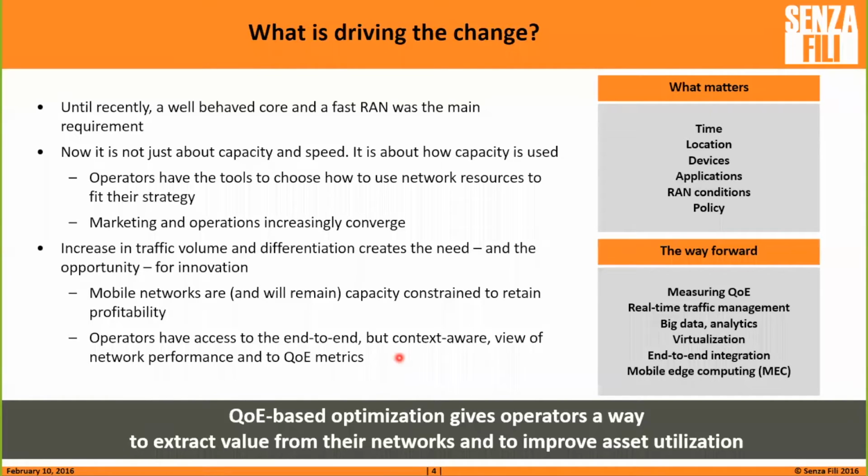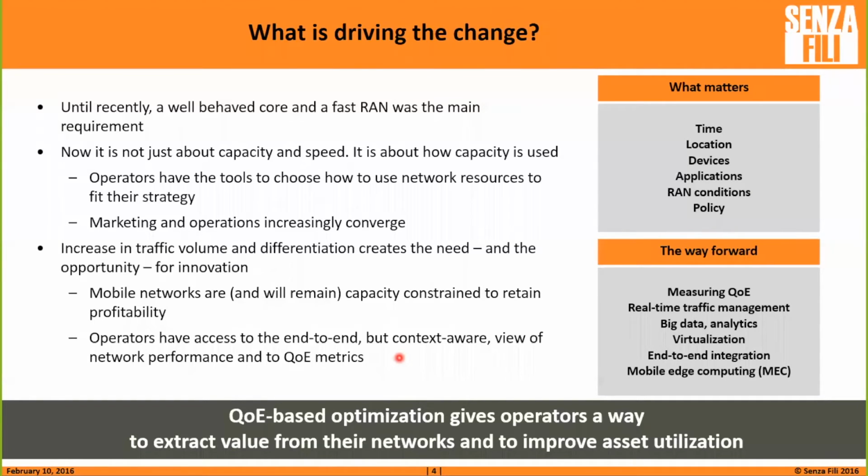Capacity is still clearly important. Capacity, speed, latency. It's not like they're important as it's reduced in any way. But it's not just about that. The crucial thing is how the capacity is used. And now operators have the tools to choose how to use the network resources to fit their strategy, and basically prioritize the way they use those resources.